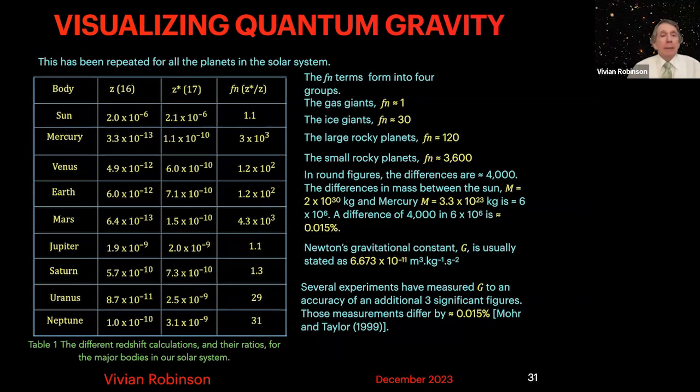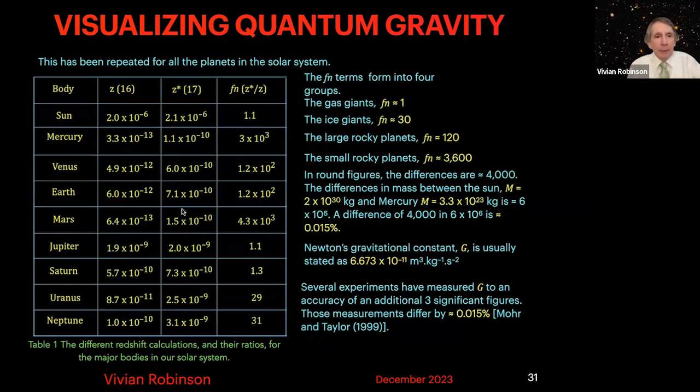But the sun is not the only body in our solar system. These calculations were repeated for all the planets in the solar system. And note the Fn terms form into 4 groups. The gas giants, the Sun, Jupiter, and Saturn, Fn is approximately 1. The ice giants, Uranus and Neptune, Fn is approximately 30.